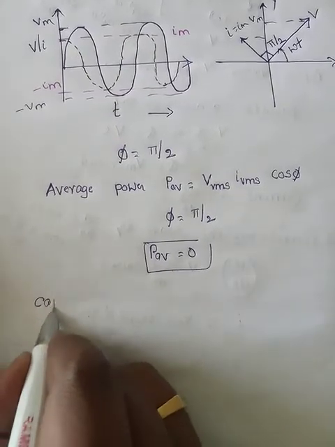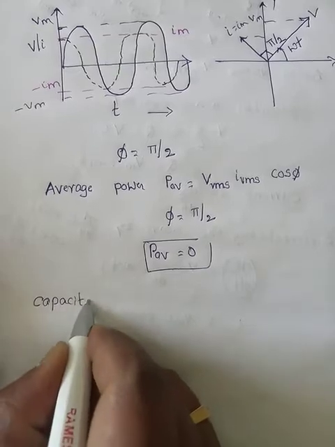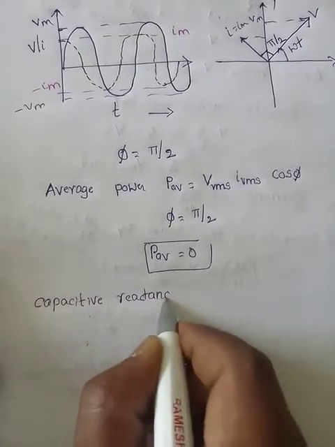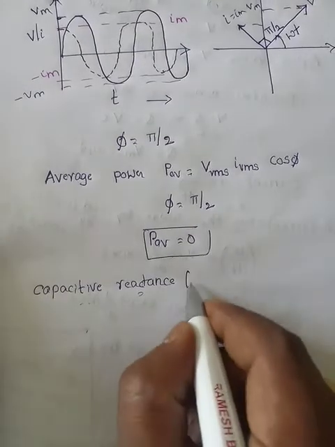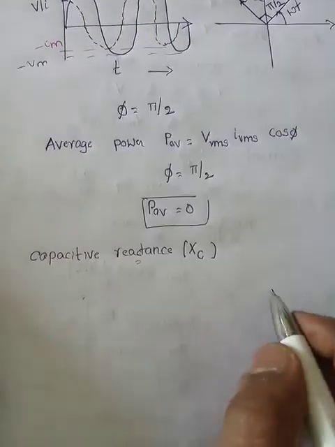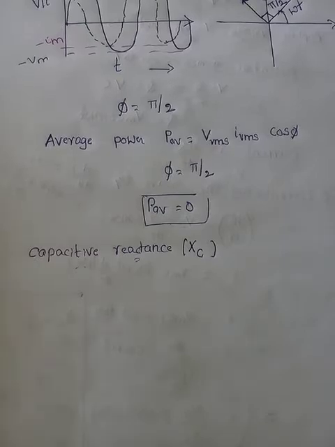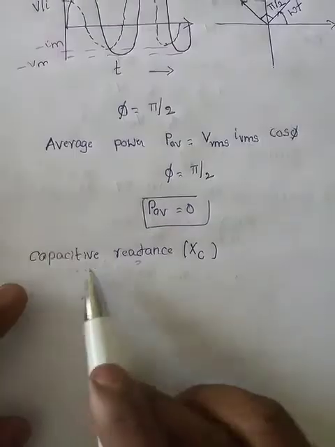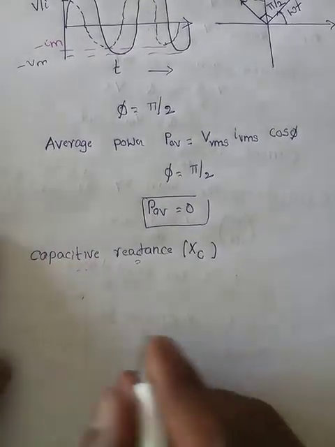Next, we left one concept. What is that? Capacitive reactance. What is capacitive reactance here? Xc, right? Inductive reactance is the opposition offered by the inductor to the flow of AC. Here, this capacitor also opposes the flow of AC.